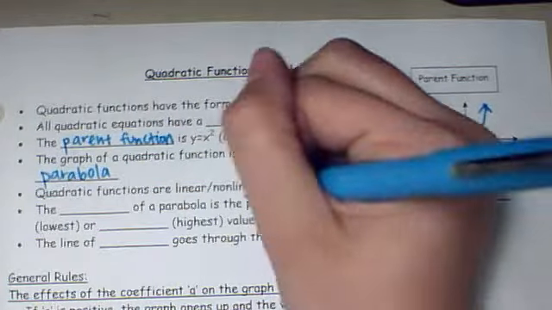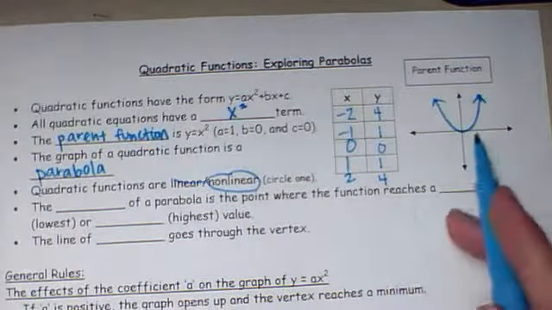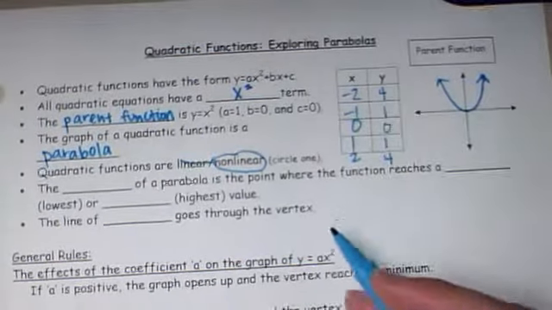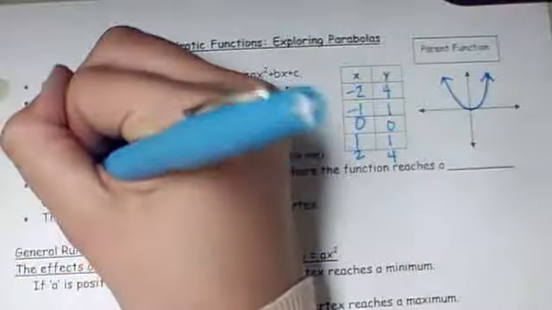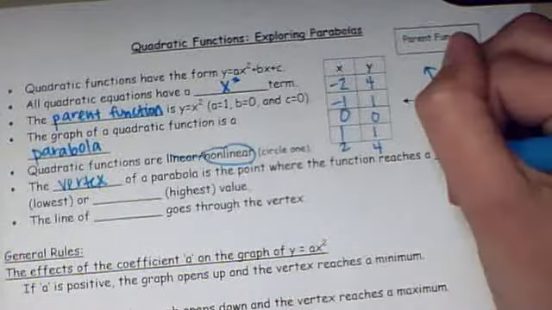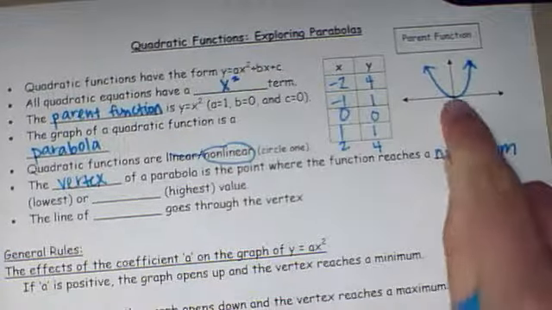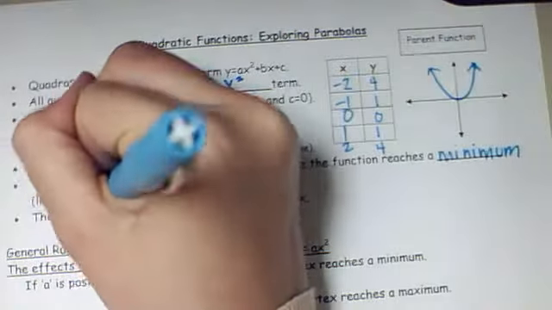Quadratic functions are non-linear. Okay, so cross out that linear and circle the non-linear, meaning this is not a line, it's a curve. The vertex of a parabola is the point where the function reaches a minimum, like in this one, or a maximum.